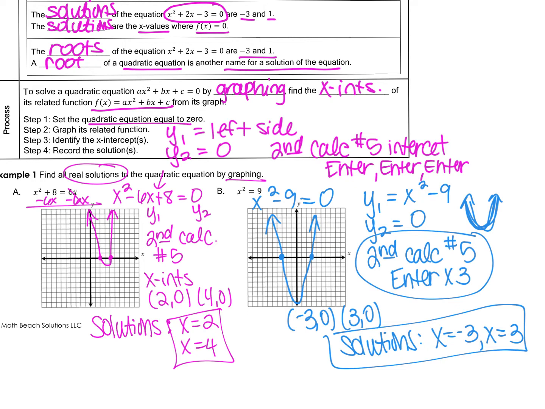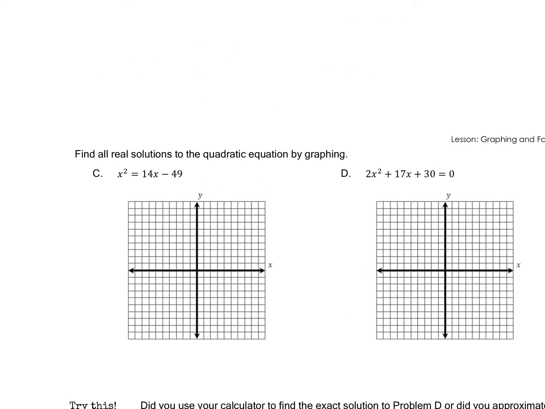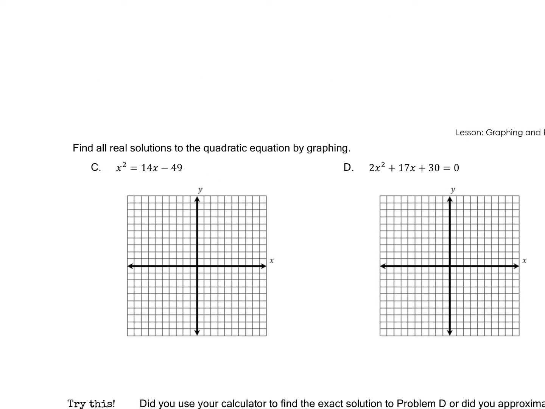Let's take a look at the back. So we're doing the same thing. So we'll need to set it equal to 0. So I need to subtract 14x over, add 49 over, plug it into y1, y2. This one actually only has one x-intercept. The majority of the time, you're going to have 2. But sometimes when you solve a quadratic, you only have 1.